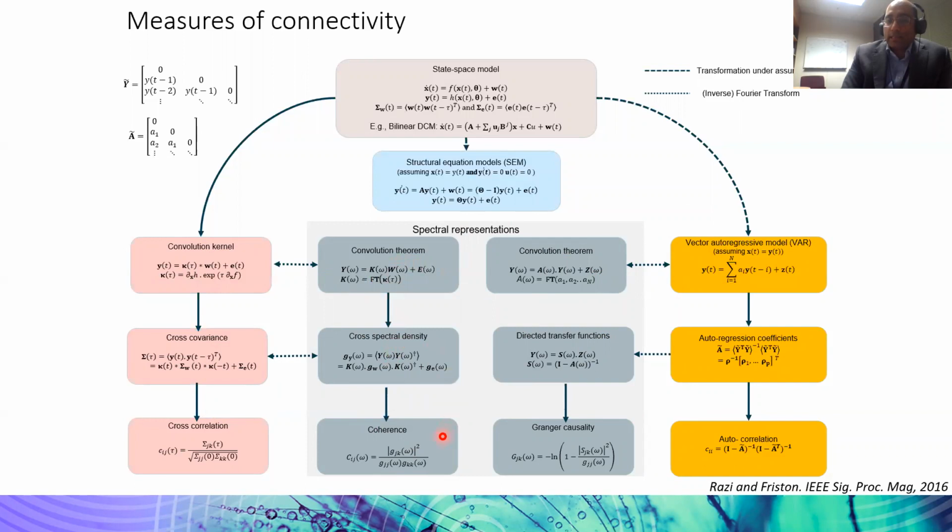So the main point is that if we start with a state space model, we can fit these models and derive whatever measure we would like to derive. These are all second order statistics, and these rows are first order.